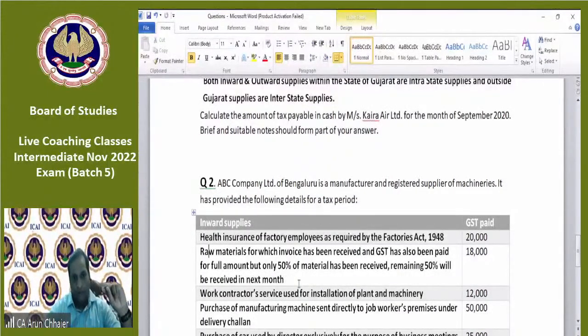For point number 2, raw material for which the invoice has been received and GST has also been paid for the full amount, but only 50% of the material has been received. The remaining 50% will be received in the next month. ITC available: 50% now, 50% in next month, 100% in current month, or 100% in next month?